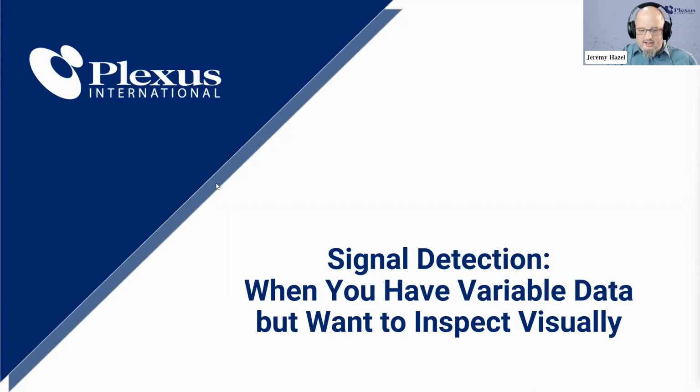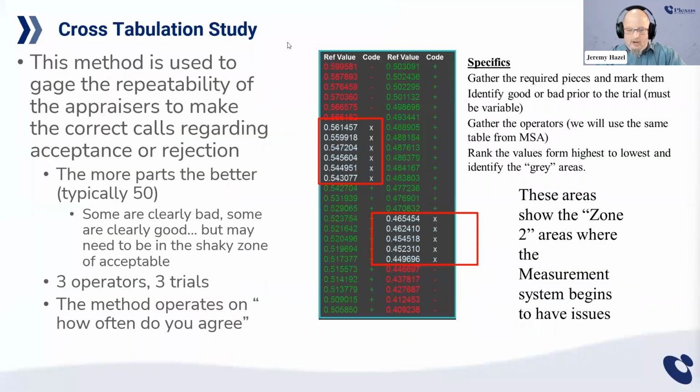Now, the other thing that I'm going to give you here, we're going to talk about something called signal detection. Signal detection is, again, another method that's in the book, and we're going to keep this very high level. This is used when you have variable data, but want to inspect visually. And the way this works, you take your pieces and you measure the characteristic variably. And then you go from one end of really bad to the other end of really bad. And then you've got some parts in the middle that are really good.